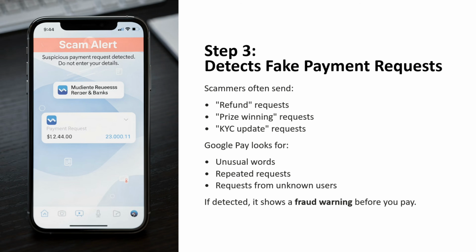Step 3 is detecting a fake payment request. Scammers often send refund requests, prize winning requests, and KYC update requests. Google Pay looks for unusual words, repeated requests, and requests from unknown users. If detected, it shows a fraud warning before you pay.